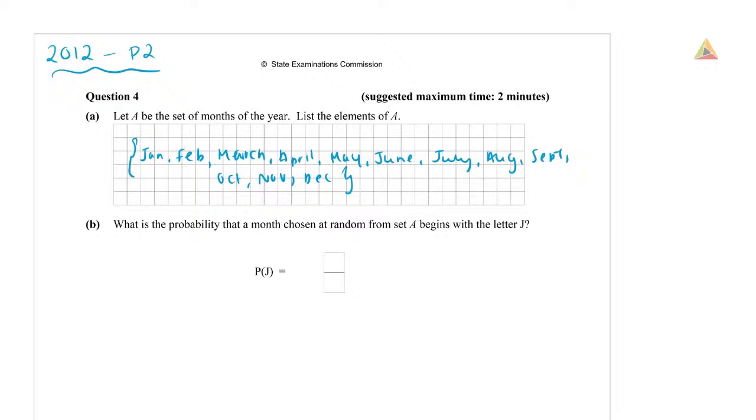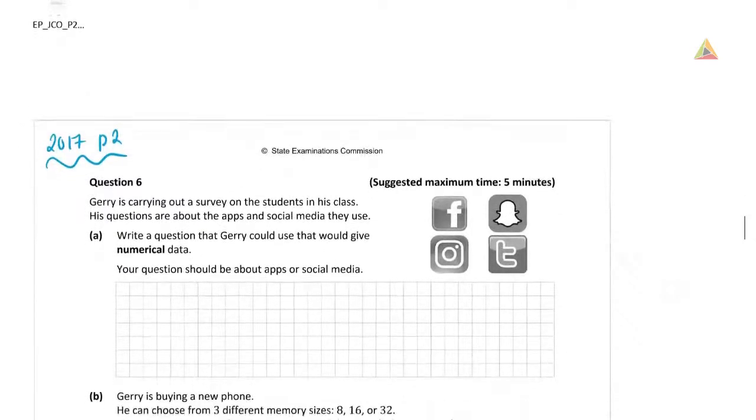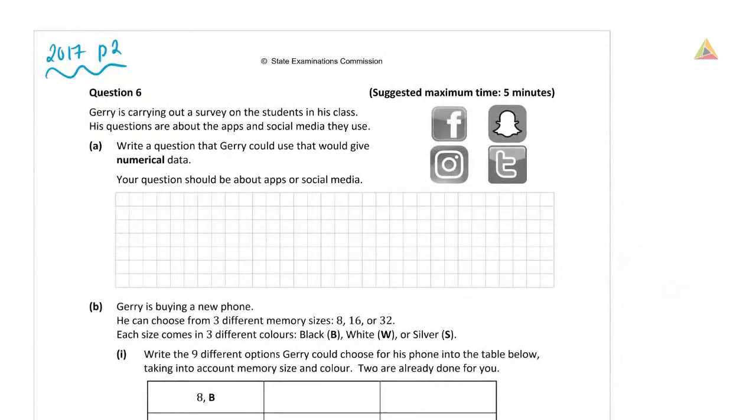So we need to find how many months begin with J. So we have January, we have June, we have July. So that's only 3. So that's going to be 3 out of 12. Now can we shorten that down? We can. 1 into 3 goes once, 3 into 12 goes 4 times, it's a quarter. So that's that full question done. So we'll go to the next one. The next one is going to be 2017 paper 2.